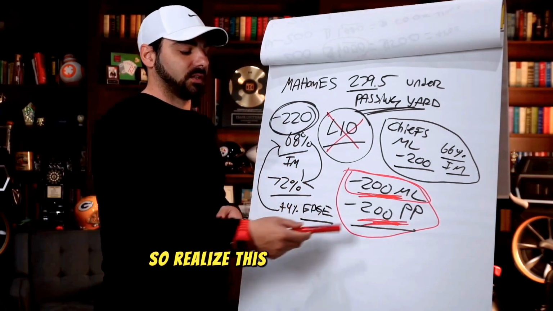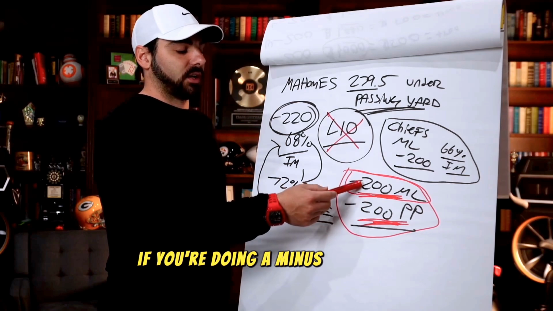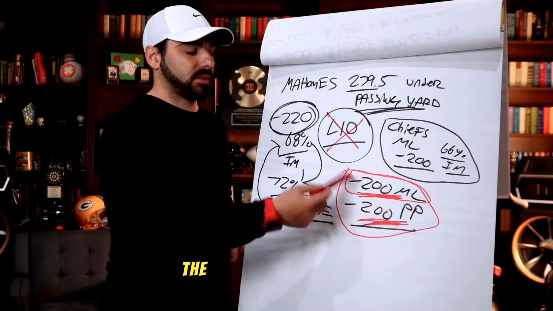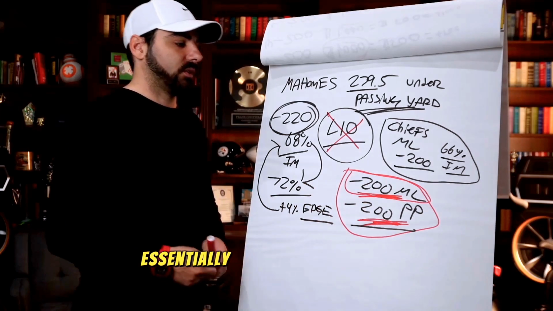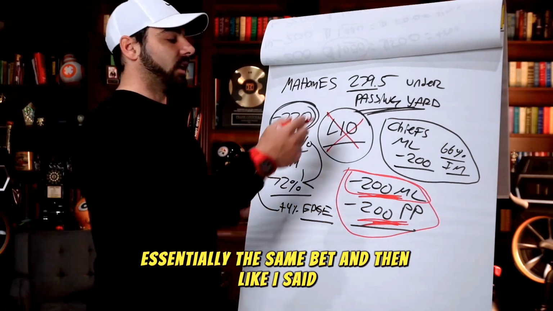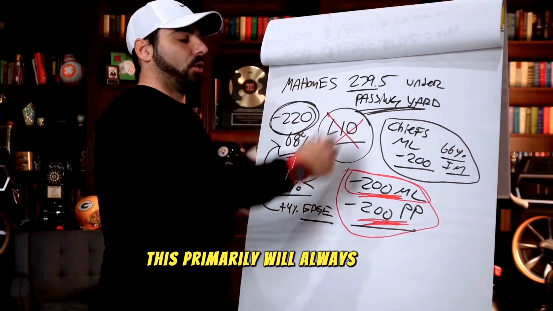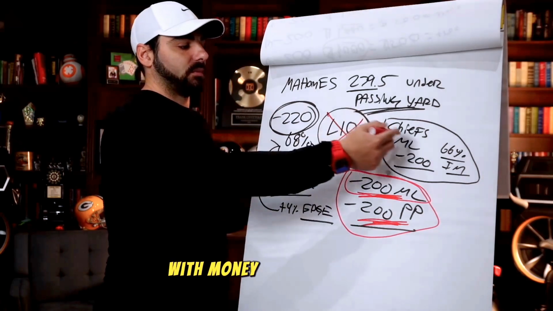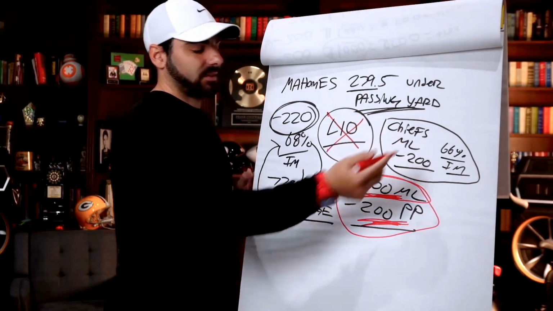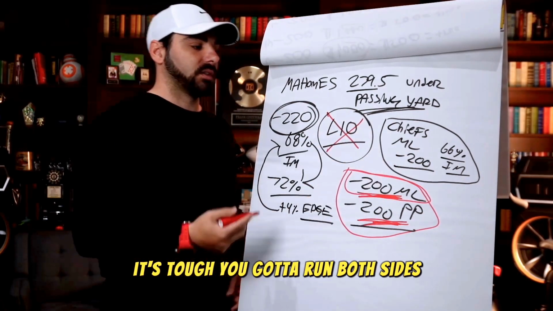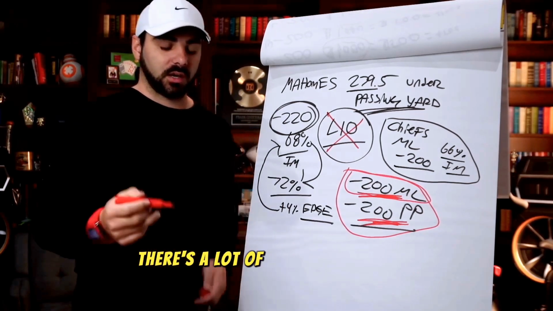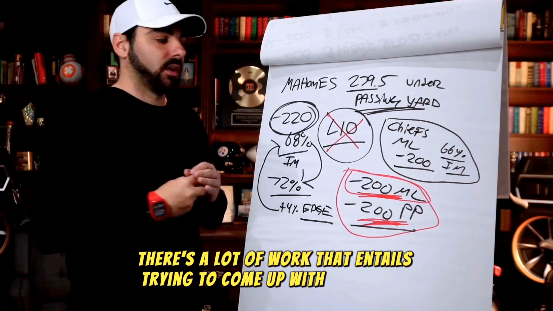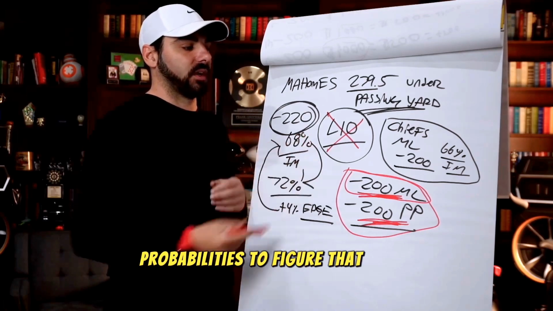Okay? So realize this, that it does not matter if you're doing a minus 200 money line or a minus 200 player prop. It's the same stuff. Same bet. Essentially the same bet. And then, like I said, this primarily will always work with player props, and it'll be easier for you with player props. With money lines for teams, it's tough. You got to run both sides. You got to do a lot of work. There's a lot of work that entails trying to come up with money line probabilities to figure that stuff out.